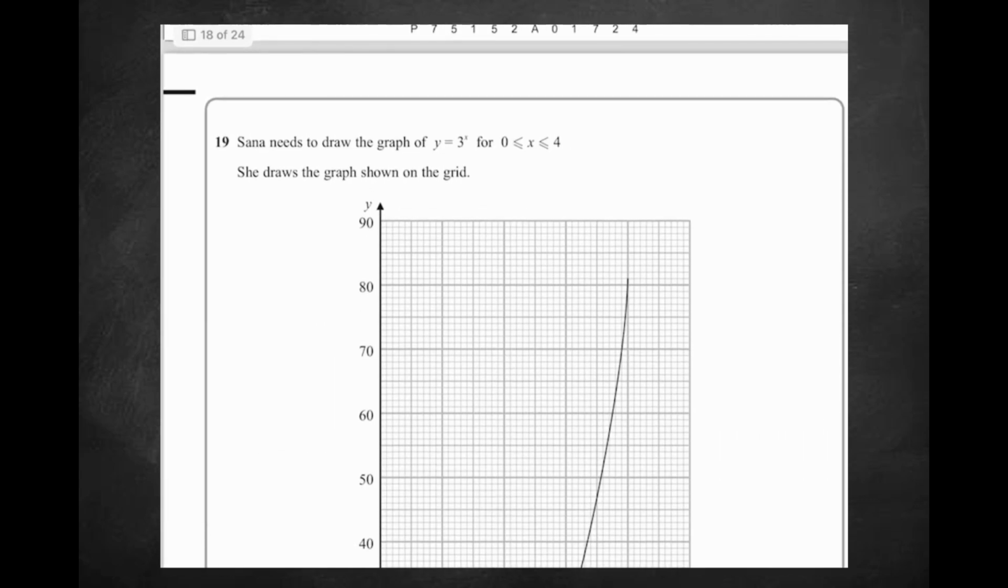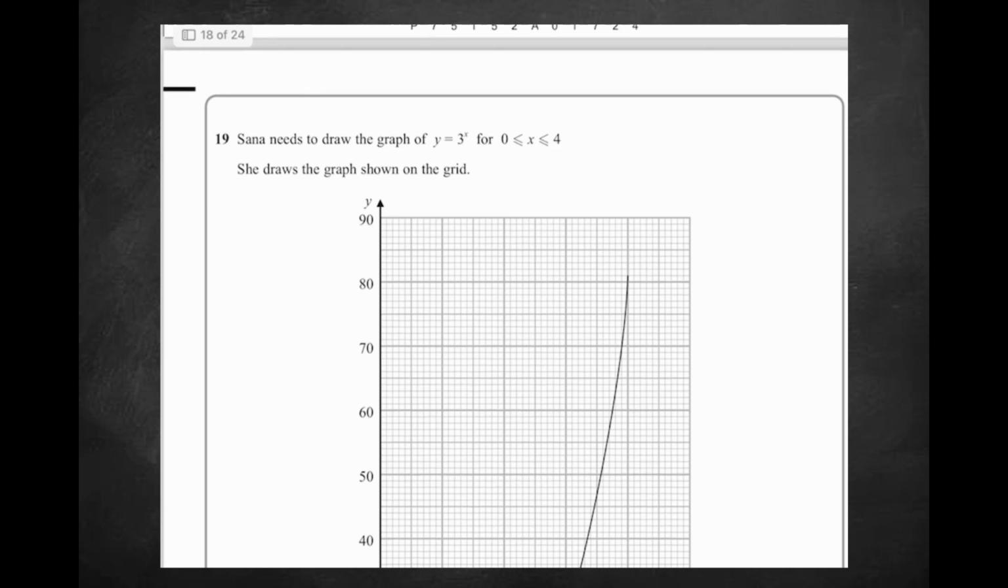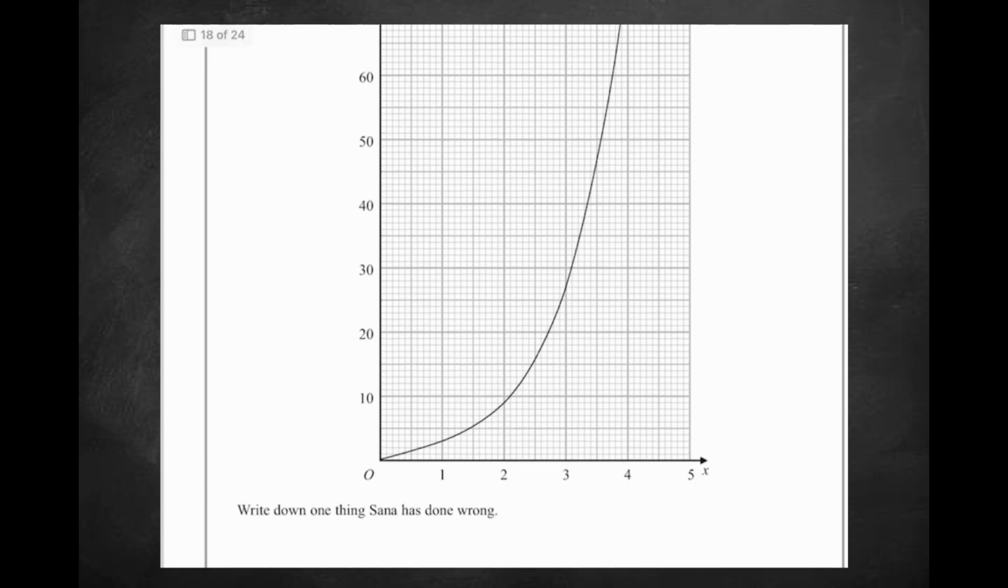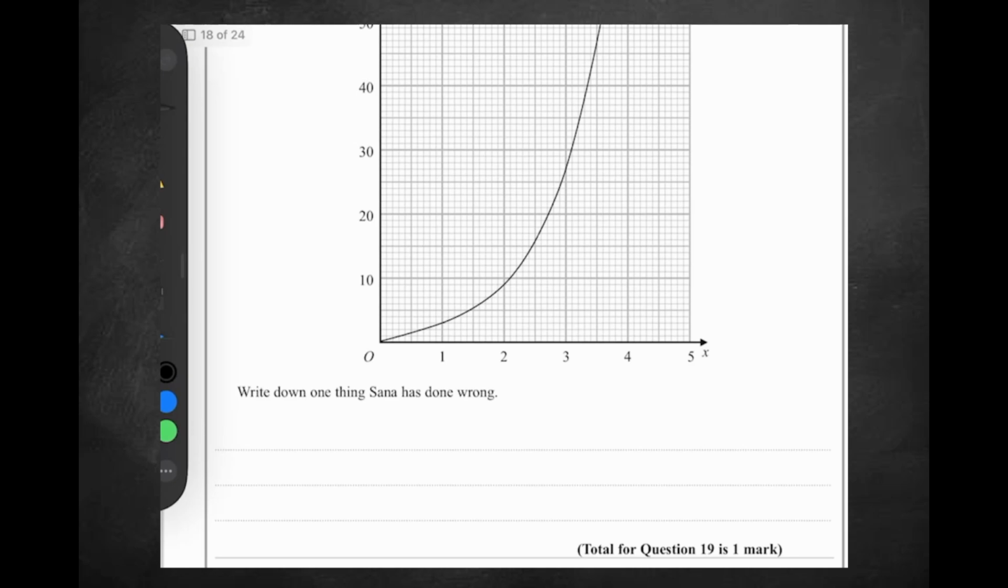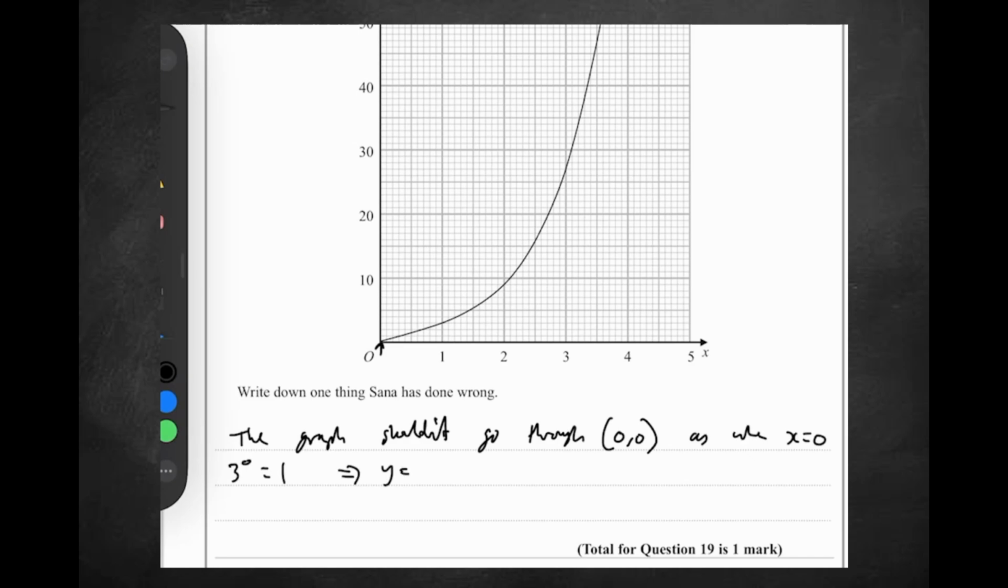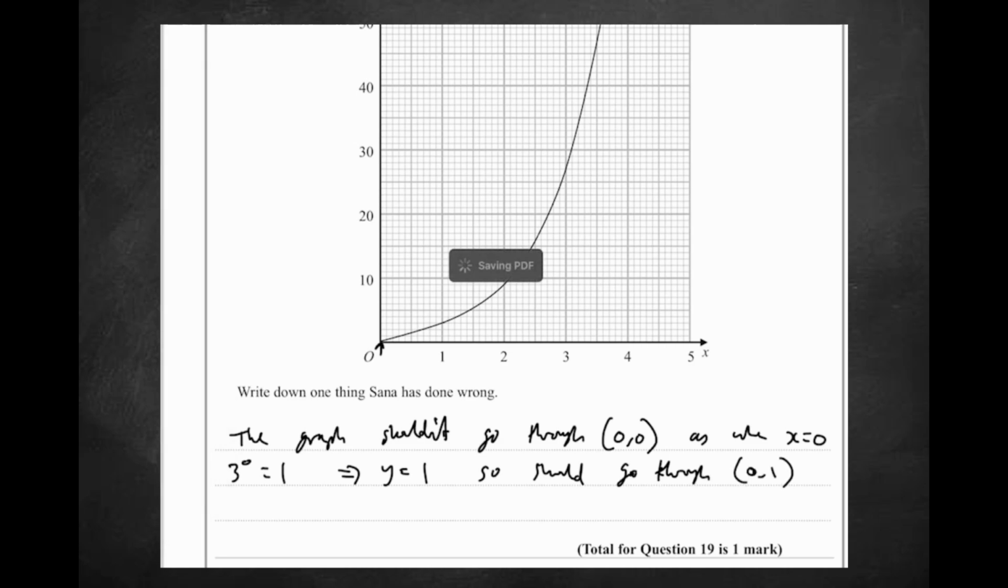Well, 3 to the x, if x is 0, anything to the power 0 should come out as 1, but the graph is going through 0, 0. The graph shouldn't go through 0, 0, as when x is 0, 3 to the 0 equals 1. Therefore, y equals 1, so it should go through 0, 1. That's just a 1-mark question thrown in there.